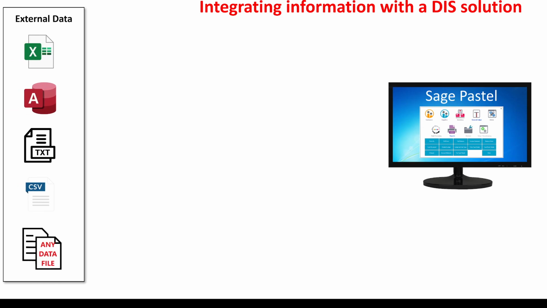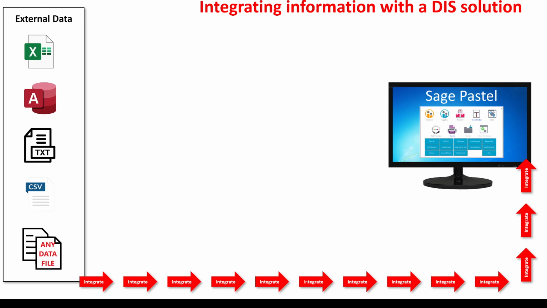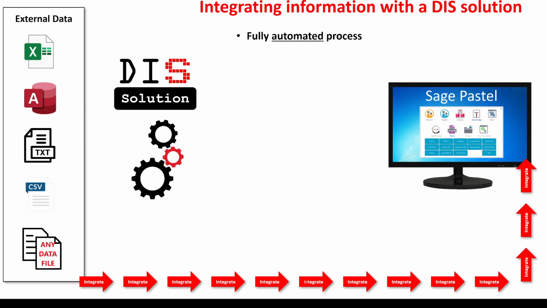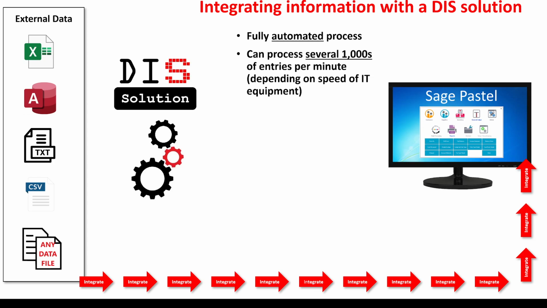Integrating information with a DIS solution. External data can exist in virtually any electronic format. Common formats are displayed in the box on the left-hand side. The integration process is a fully automated process. No printouts are required as information is read electronically and processed according to the programming instructions inside the DIS solution. Thousands of entries can be read, processed, and captured in a single minute. The speed of your IT equipment will determine how many thousands.